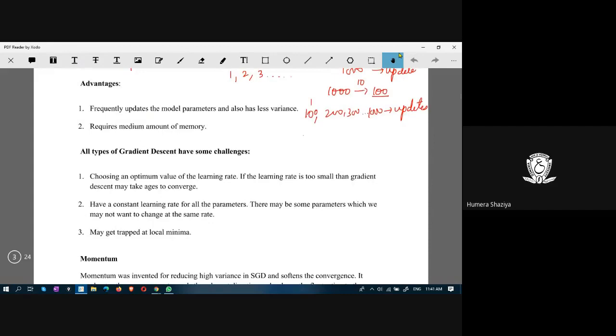And then advantages: it frequently updates the model parameters and also has less variance. It's not too frequent, it's done optimally. Therefore, the model has less variance, and it requires a medium amount of memory. Original GD requires high, SGD requires low, and MBGD requires medium.